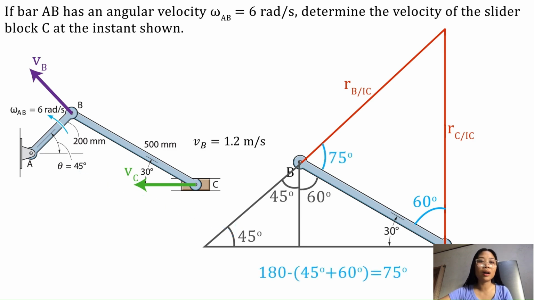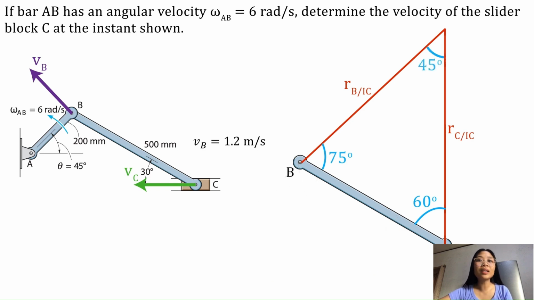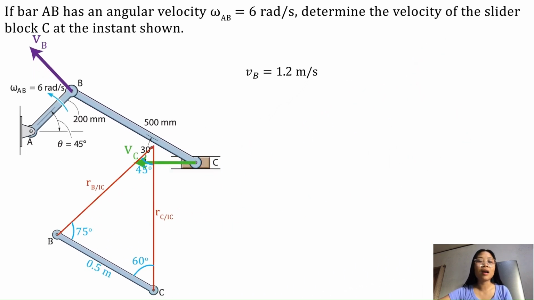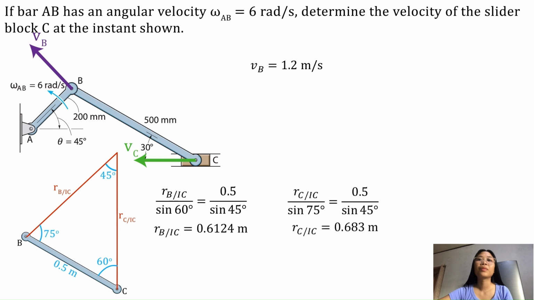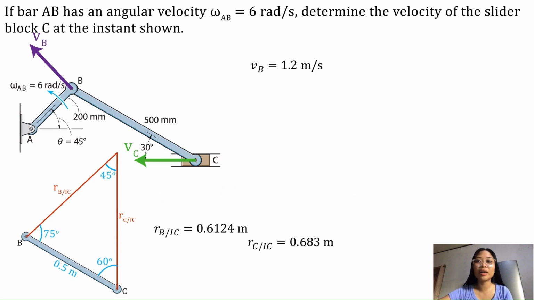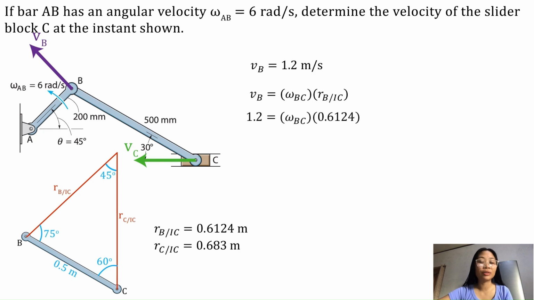Now that we have two angles and a side length, we can apply the sine rule. First RB, next RC. Now we have to find the angular velocity of bar BC. So we will use the same equation we used at the beginning of this question, but we will use the IC length. And don't forget to use the velocity of point B we found earlier.